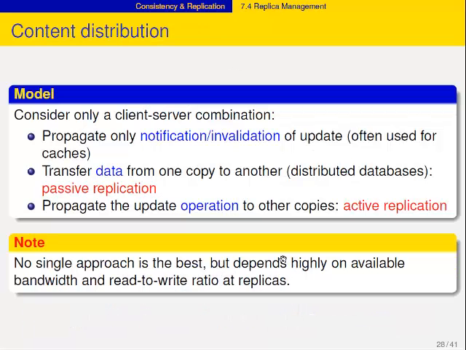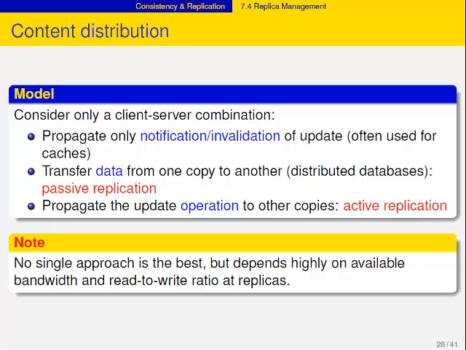Okay. Let's take a look at content distribution. And for the next stuff, I will mainly be getting back into client-server mode. So keep that in mind. Now, again, client-server combination. And the client could be a cache, for example. Could be another replica server, just talking on a one-to-one basis between a replica server over here and a replica server over here. Okay? Now, what do you do with updates?